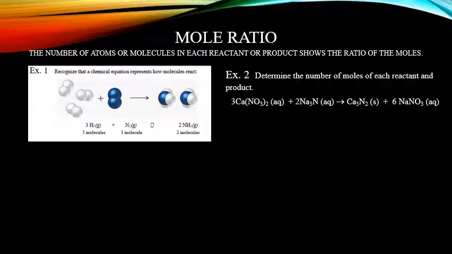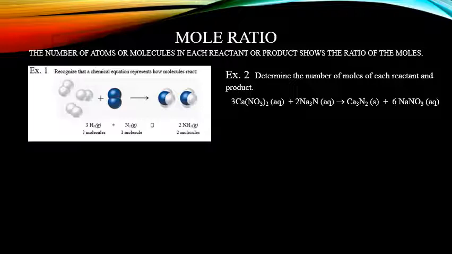We're going to begin by looking at the mole ratio, which tells us the number of atoms or molecules in each reactant or product shown as the ratio of the moles. When we look at this, this is what we will use to convert from one substance to another within the chemical reaction. So we have a couple of example problems here. The first one, I'm going to show you guys how we actually determine what that mole ratio is if we were going to do all the stoichiometry, and then the second one we'll look at just the shortcut for how these things relate to each other.